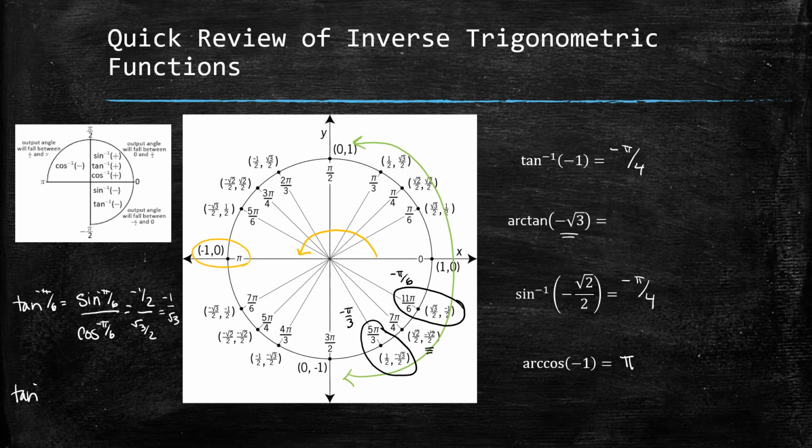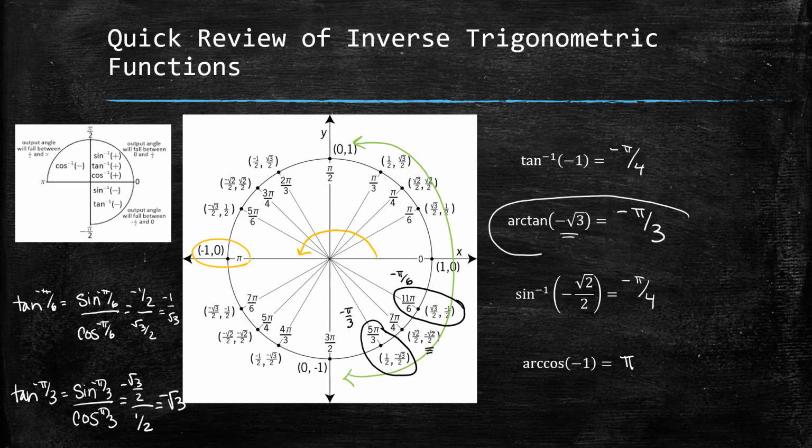Tangent of negative pi over 3. So again, sine over cosine. This time sine is negative rad 3 over 2, and cosine is 1/2. So this time when I multiply by the reciprocal, I end up with negative rad 3, which is what I wanted. Okay, so arctan of negative rad 3 is negative pi over 3.